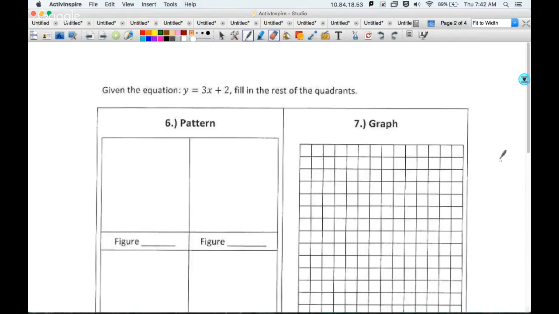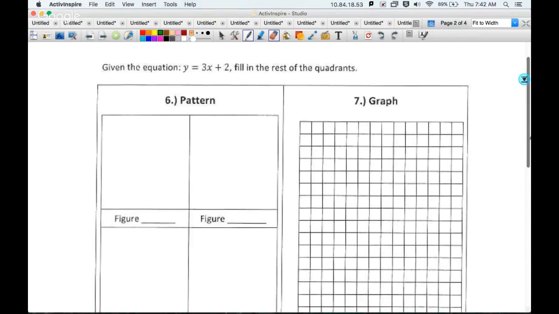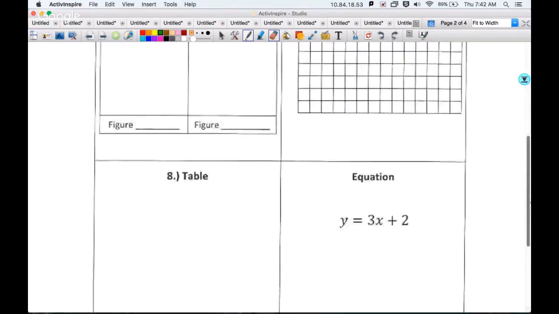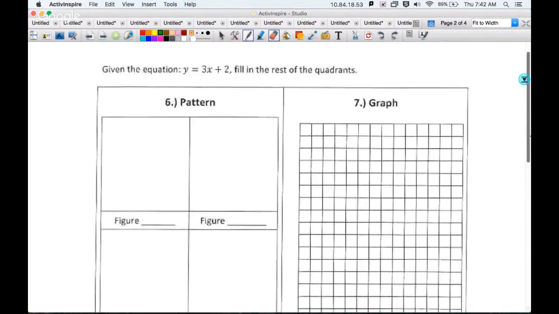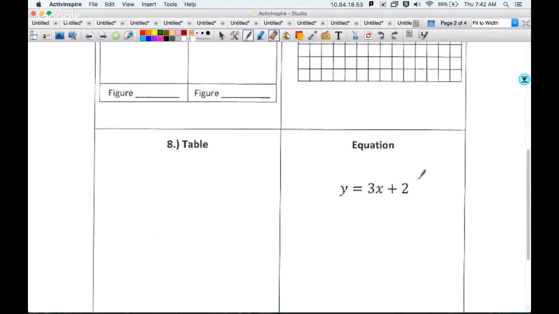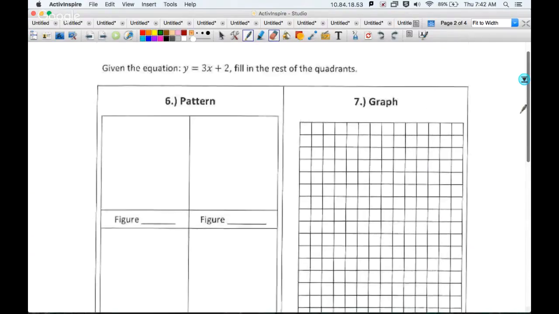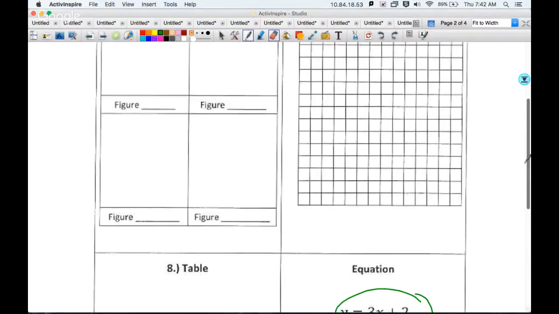All right, let's take a look at the next page. This is a way of organizing all four of our representations of a function. You can see the one filled in is the equation. We don't have to do anything else with this. We just need to take this equation and turn it into a pattern, a graph, and a table.